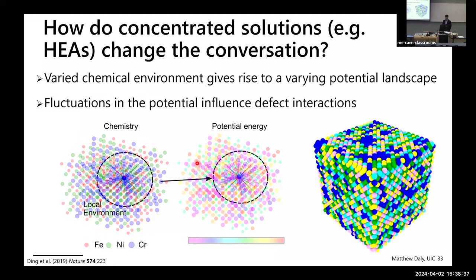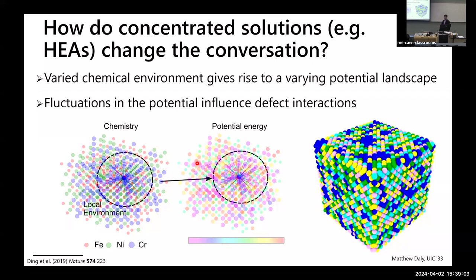So again, just to reiterate what this is, we're talking about multi-component systems. So it could be two, three, four elements where there are non-trivial amounts of the secondary or tertiary elements in solid solution. And for the purposes of what I'm showing here, although we have some new data on ordered systems, we're looking at just randomly arranged high entropy alloys or concentrated systems. So what does this do?